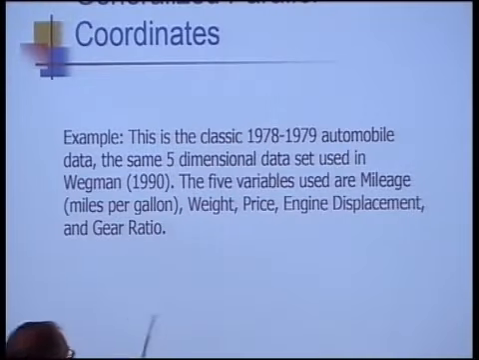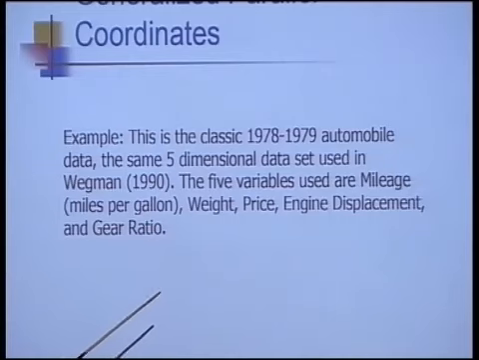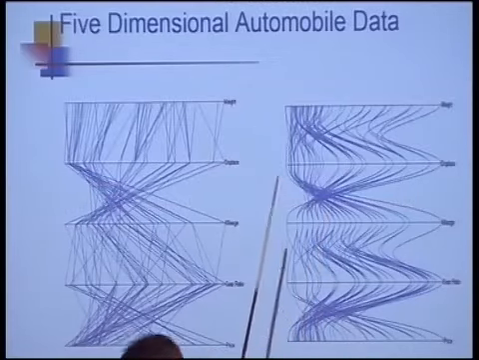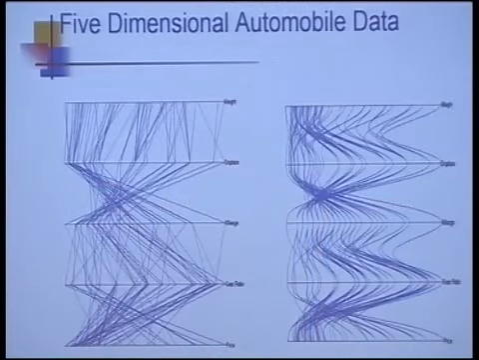So just to illustrate what this looks like, one of the old-fashioned classic data sets was the 1978, 1979 automobile data. It's a 5-dimensional data set that I used in the earliest versions of this discussion of parallel coordinates. It talks about miles per gallon, the weight, the price, the engine displacement, and the gear ratio. So let me show you the traditional parallel coordinate display and the smooth one with the interpolation that I just showed.